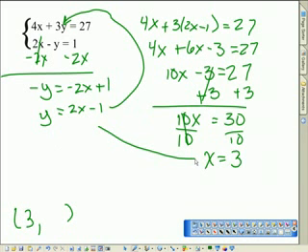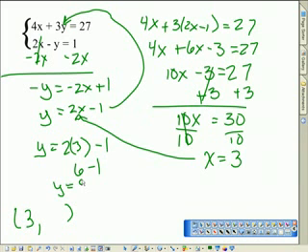So I plug in for x right there. Y equals 2 times 3 minus 1. That's 6 minus 1. Y equals 5. There's my coordinate. 3, 5.